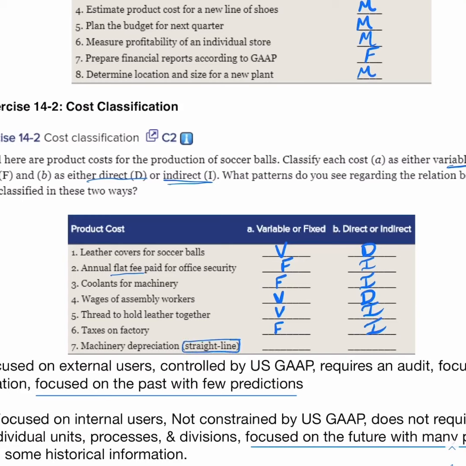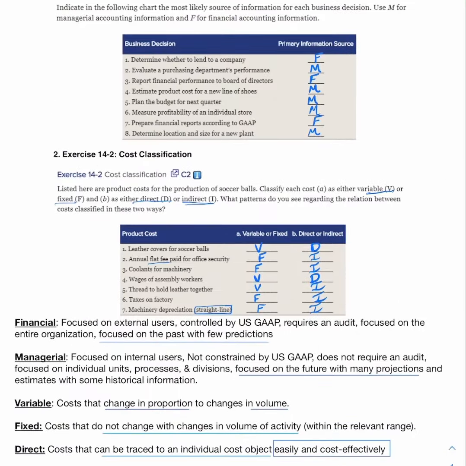Next, we see here machinery depreciation, and they do tell us this is straight line. Because it is straight line depreciation, that is a fixed cost, and once again, it is indirect. Now, the way that you could have machinery depreciation be variable is if you used what we call activity-based depreciation. So then it would be based on the number of soccer balls you produce. At that point, you would have a variable cost. In this case, we do have straight line depreciation, so that is in fact fixed, as the value will not change with changes in production.